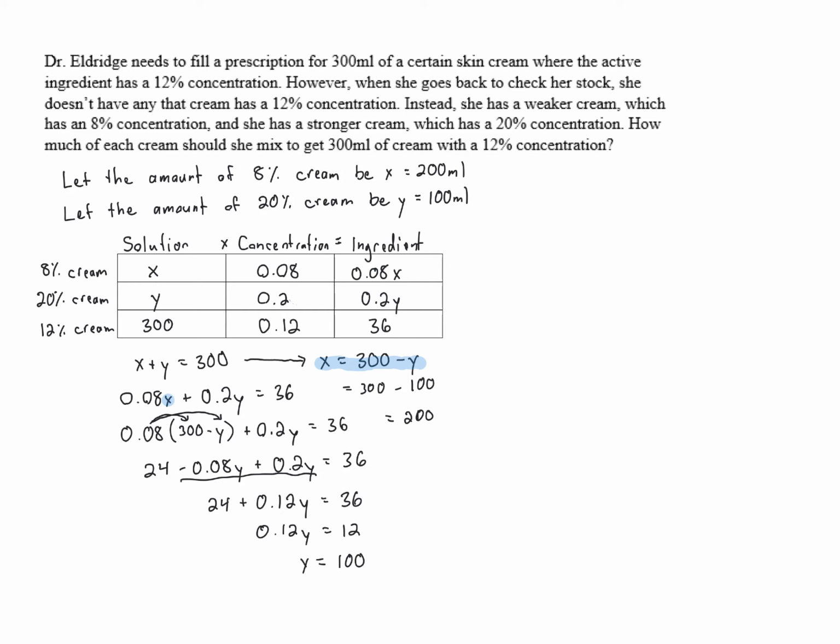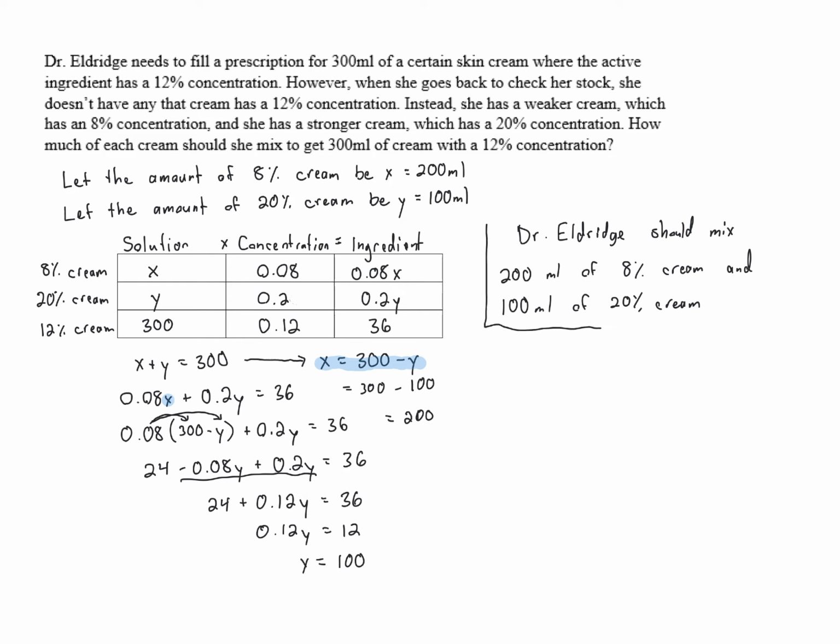And so now we want to answer the question we were asked: how much of each cream should be mixed to get 300 milliliters of cream with a 12% concentration? So Dr. Eldridge should mix 200 milliliters of that 8% cream and 100 milliliters of the 20% cream. And that will give her 300 milliliters of a 12% cream, which is exactly what the patient needs.